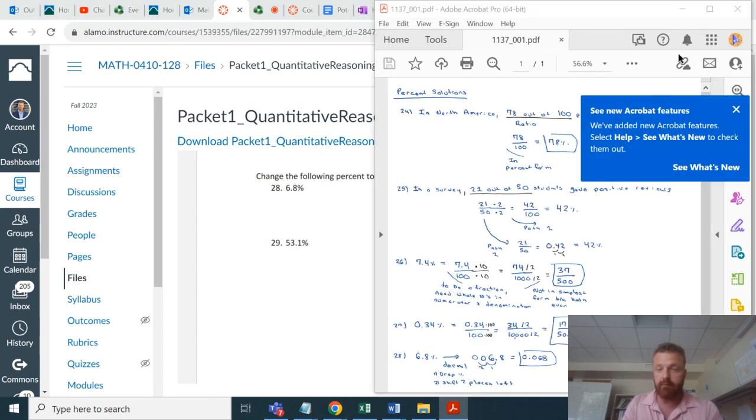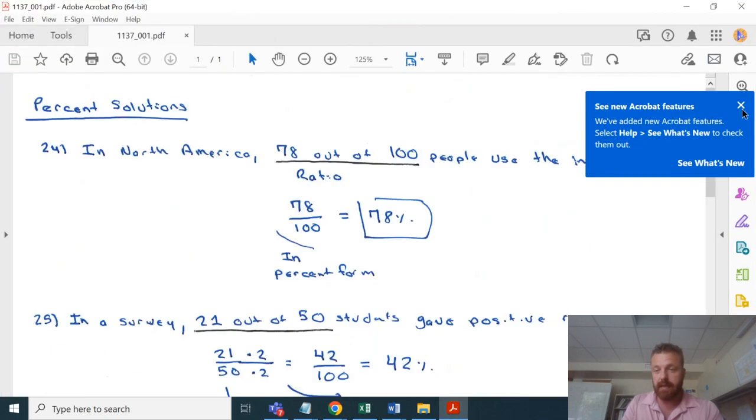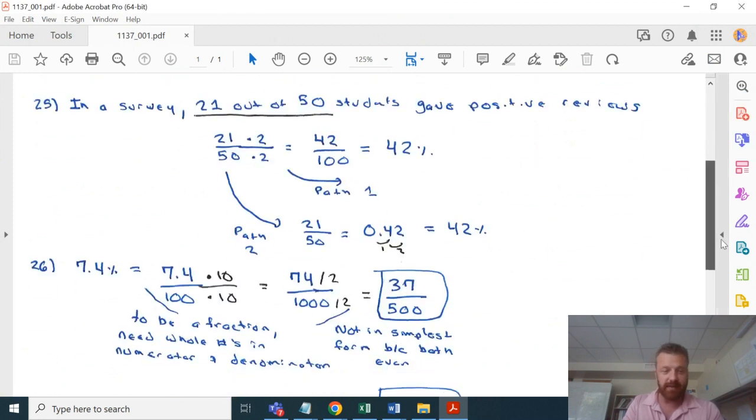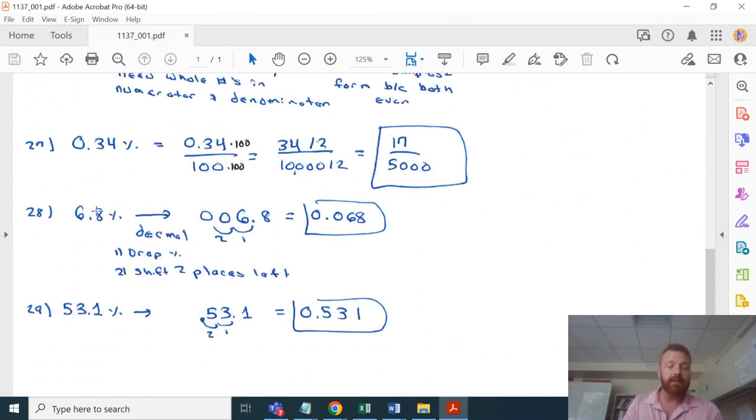So in problem 28, we're given 6.8% and we're asked to convert that to an actual decimal. Here we go. So 6.8%. How am I going to convert it to a decimal? Well, the first thing is, remember that percentage is just a symbol that has some meaning. It's telling us that 6.8 means 6.8 out of 100. So I could show it as 6.8 over 100, and then I could interpret dividing by 100 as meaning shift the decimal 2 places left.